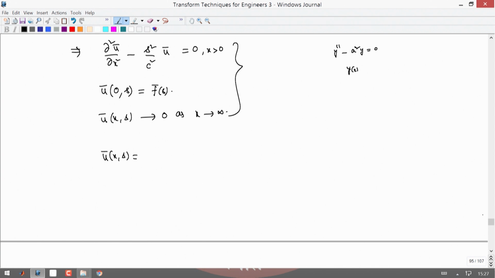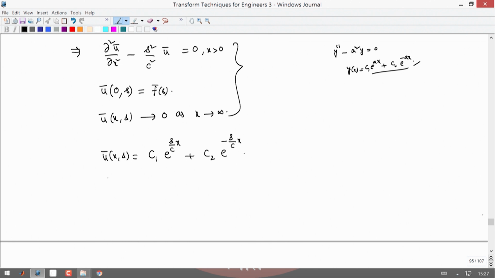So, y of x is e power a x plus c2 times e power minus a x. So, that is your solution. If you use this same thing here, you have c1 times, because this is the derivative, c1 times some constant, e power s by c times x, plus c2 times e power minus s by c times x.